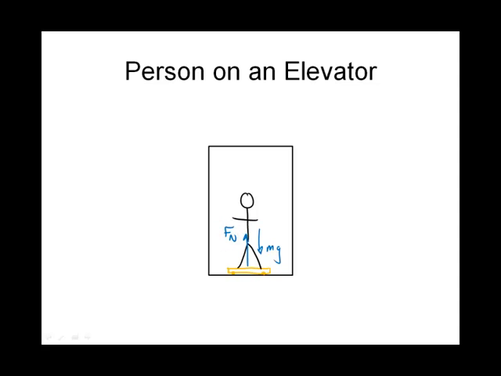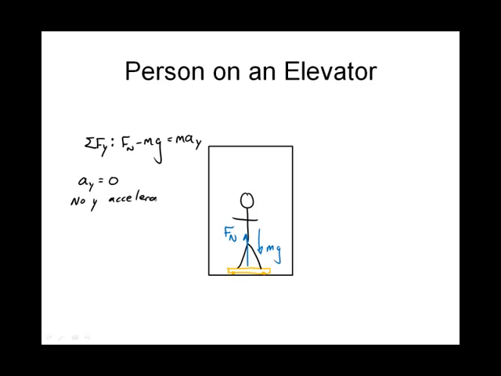Now according to Newton's second law, the sum of the forces in the y direction would be F normal minus mg equals m times a in the y direction. Now if the elevator is not moving, then the acceleration in the y direction is equal to 0. So this is true if there is no y acceleration.